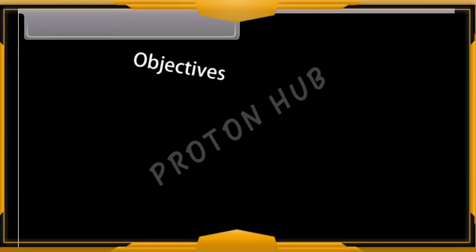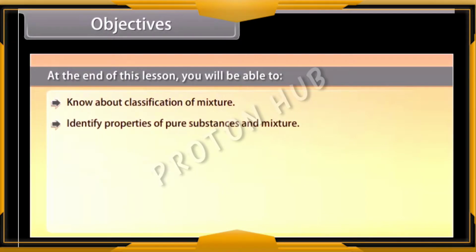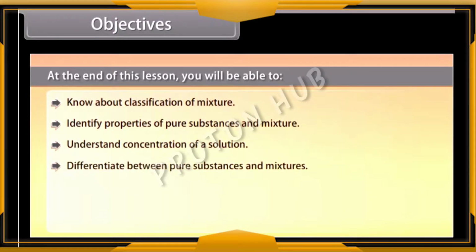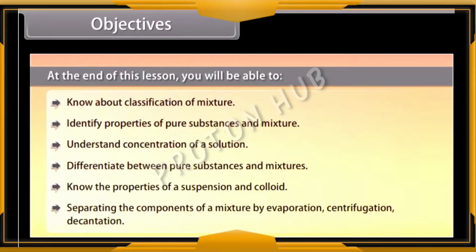Objectives. At the end of this lesson, you'll be able to know about classification of mixture, identify properties of pure substances and mixture, understand concentration of a solution, differentiate between pure substances and mixtures, know the properties of a suspension and colloid, and separate the components of a mixture by evaporation, centrifugation, decantation.